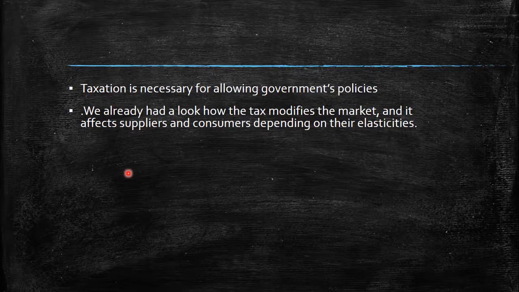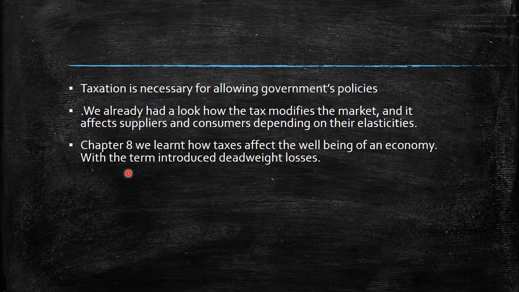Here we already know from previous chapters that the tax modifies the market, and as a consequence it affects suppliers and consumers depending on their elasticities. We already know that the more inelastic you are, the more you will be impacted by the tax. The more inelastic curve is going to be the part of the market that needs to pay more for this tax.